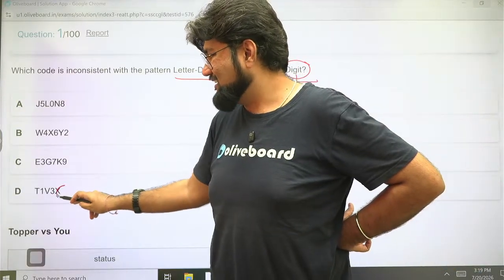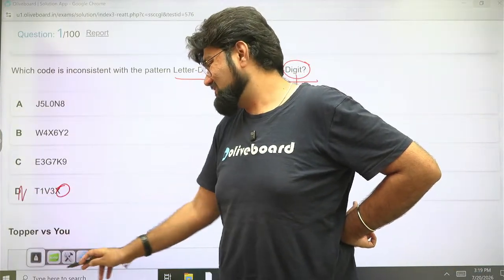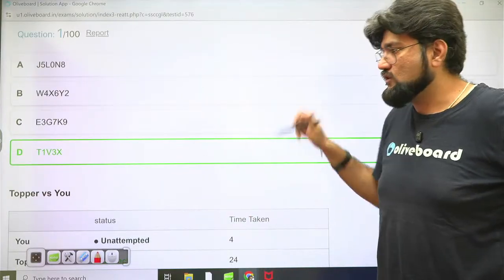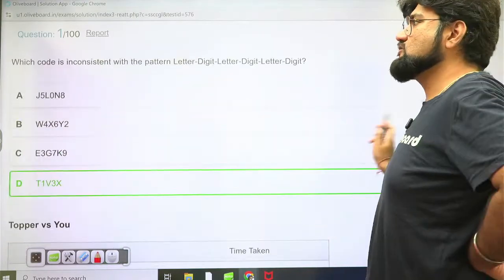So it is not a digit here. So option D is going to be my correct answer without a thought. Check for the front, check for the back, and then if nothing matches, that is when you check the pattern. So 24 seconds, the first question is done.